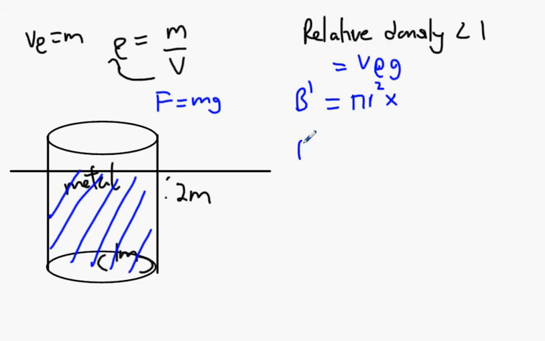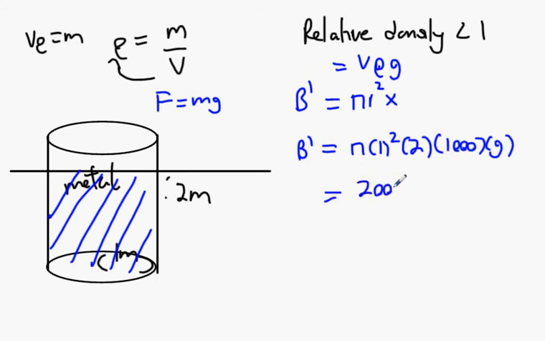So buoyancy is going to be, in this case, pi times 1 squared multiplied by 2, because that's how much water you displaced. Then it's multiplied by your density, which is 1,000, and then times gravity. And that will give me 2,000 pi g newtons, because it's a unit of force.